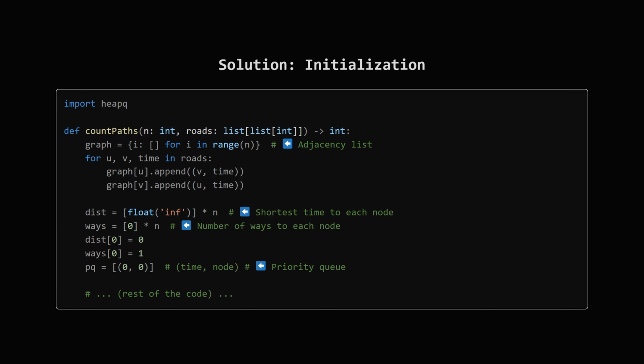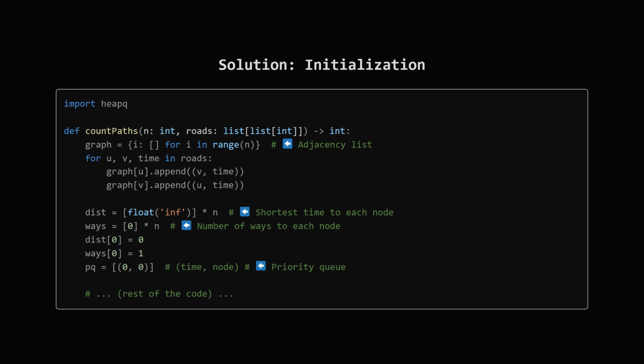Here, we're focusing on the initialization part of the solution. Graph is an adjacency list, representing the city's road network. Each key is a node, an intersection, and the value is a list of tuples, where each tuple contains a neighboring node and the travel time to that neighbor.